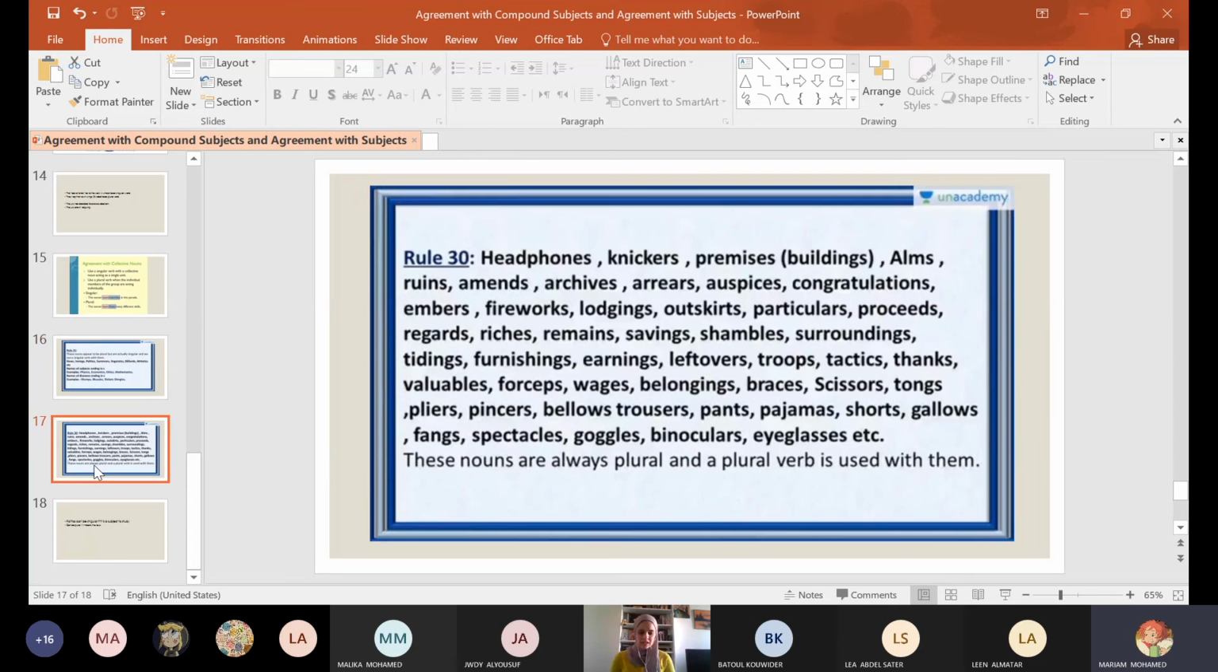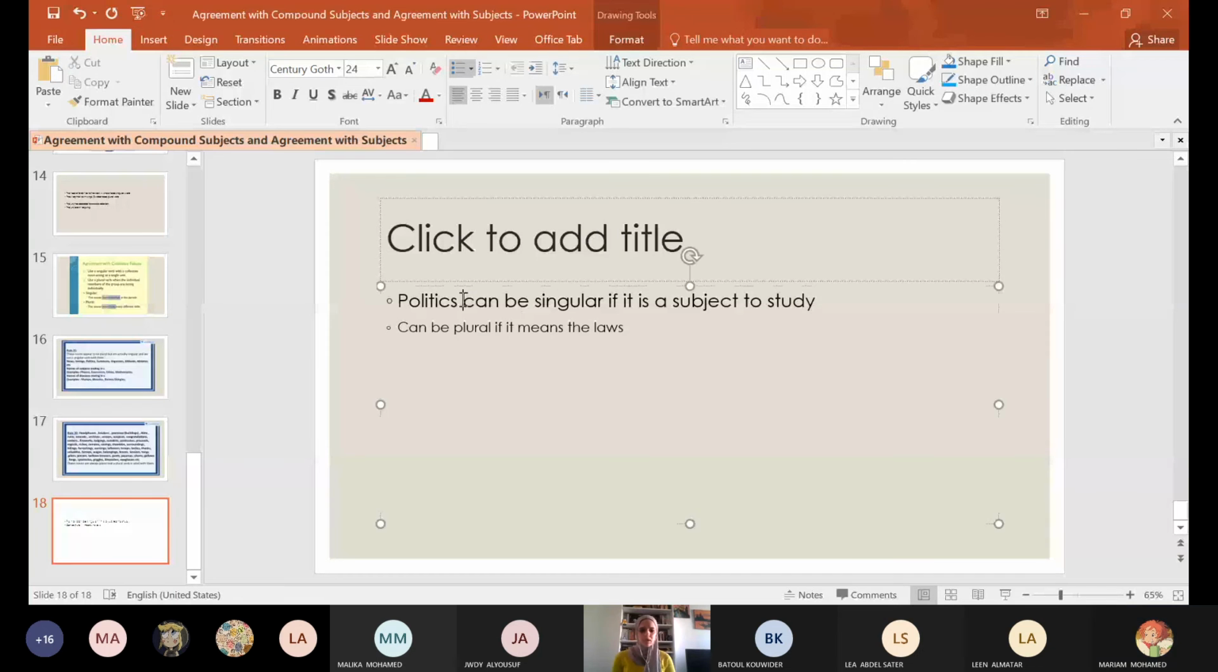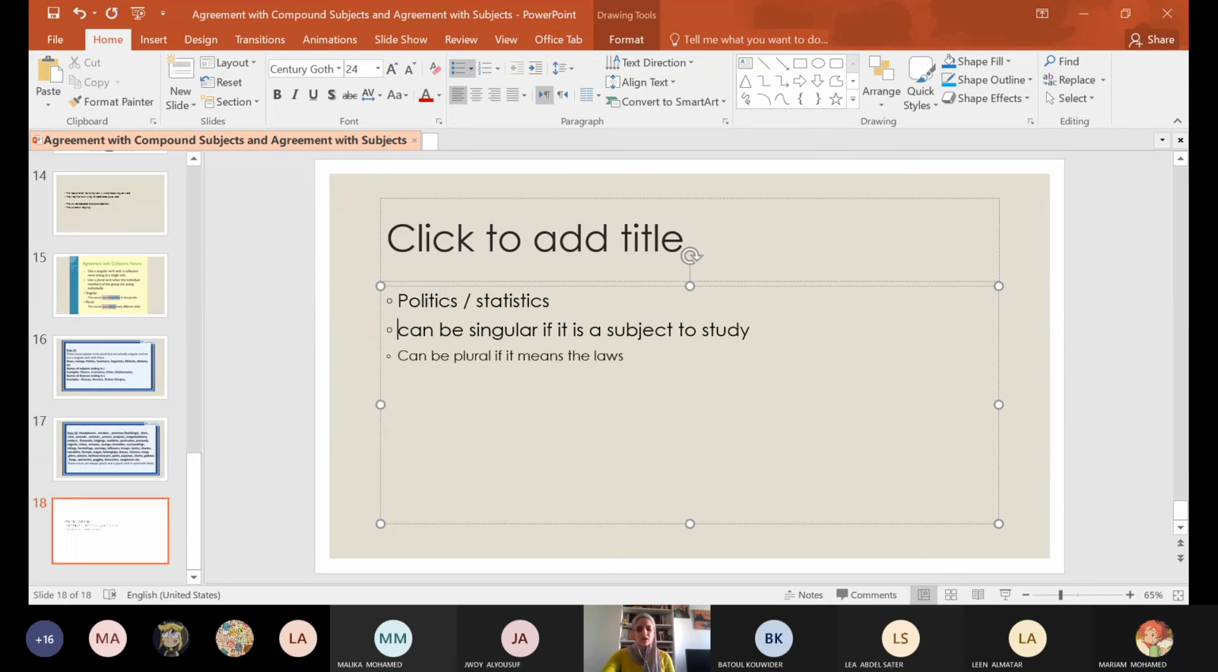Statistics here is the studies, not the subject. Again, politics can be singular if it's a subject, and also statistics. If it's a subject, singular. If statistics is what you do to study the market, plural. Yes, so it's supports. Yes.